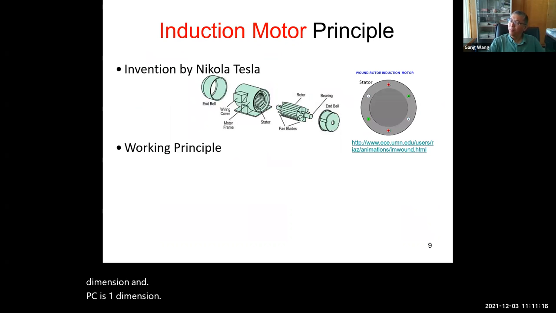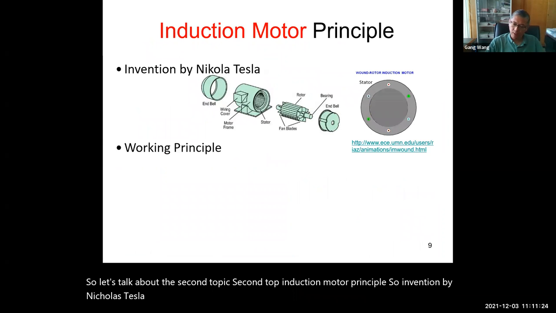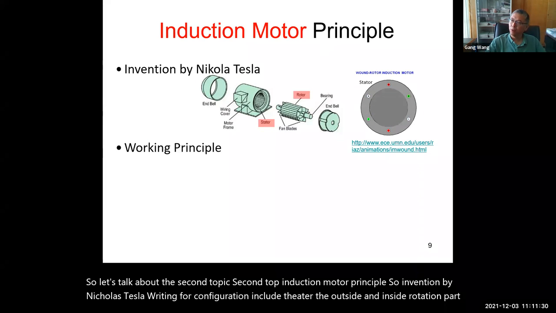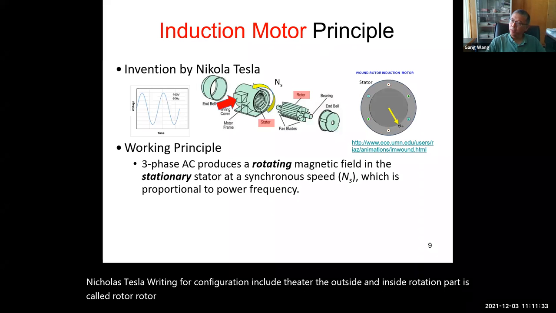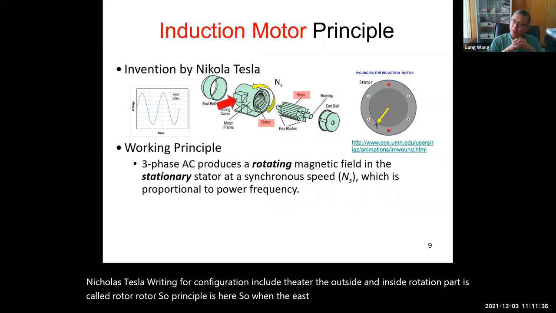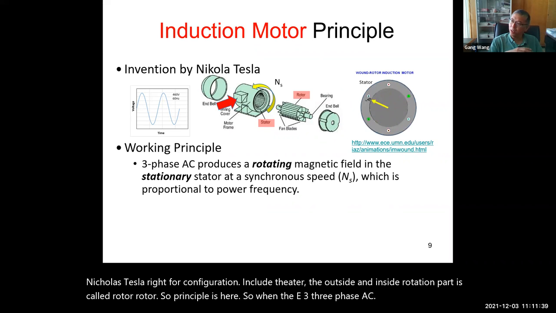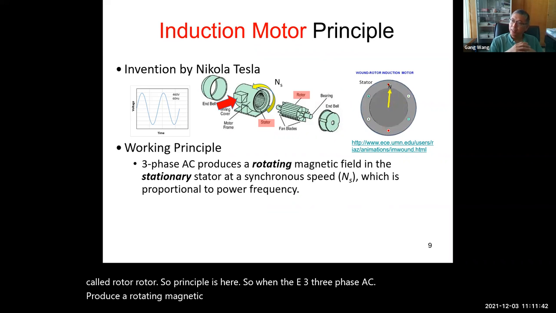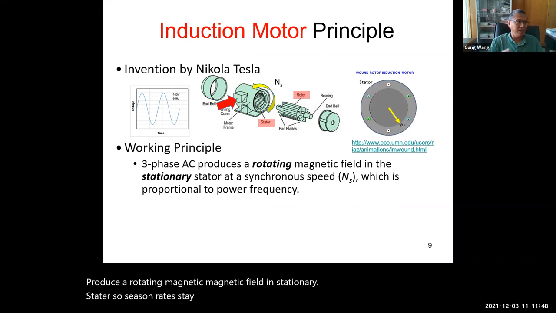Okay, so let's talk about the second topic, induction motor principle. Invented by Nikola Tesla, right? The configuration includes the stator, the outside, and the inside rotating part is called a rotor. So the principle is here. When three phase AC current passes through the stationary stator, it generates a rotating magnetic field. This is an amazing thing, right?